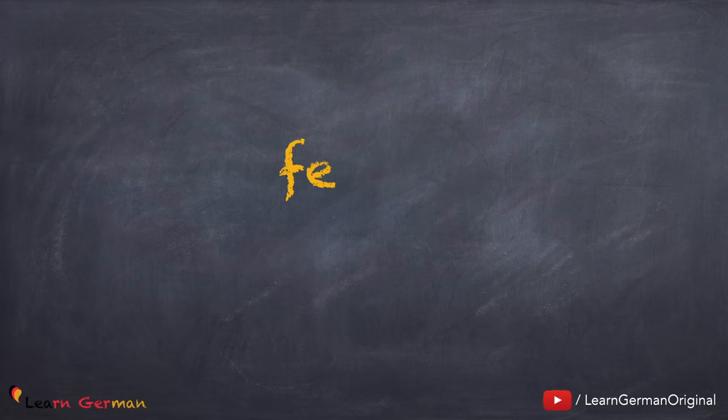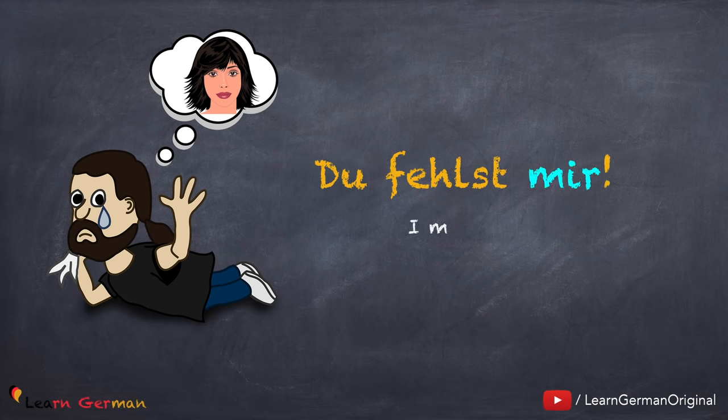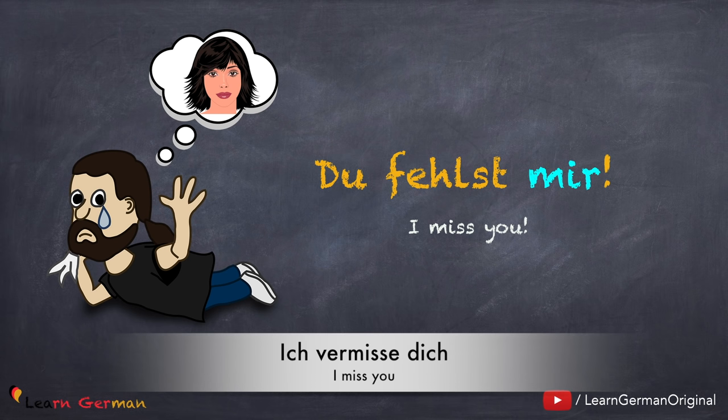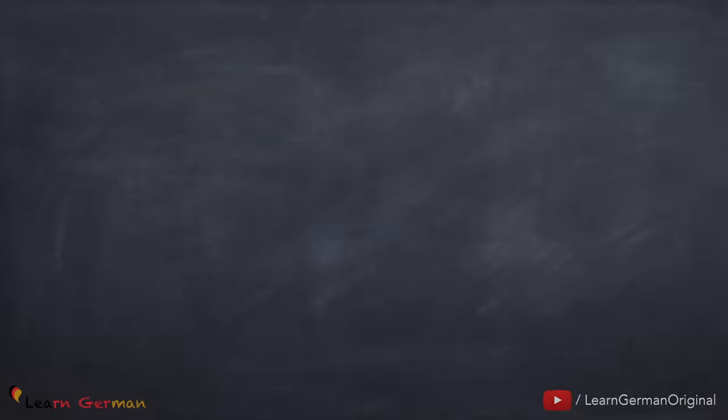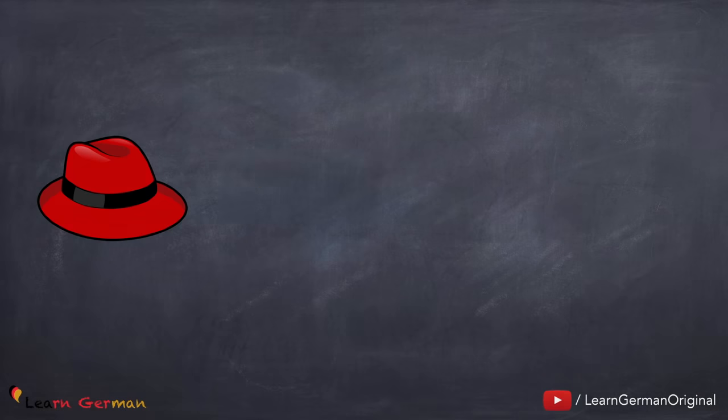The next verb is fehlen. Let's see how to use it. Du fehlst mir. Du is the nominative subject, whereas mir is the dative object. Another common way to say I miss you in German is Ich vermisse dich. Let's do the next verb. Gefallen. Let's see its use.